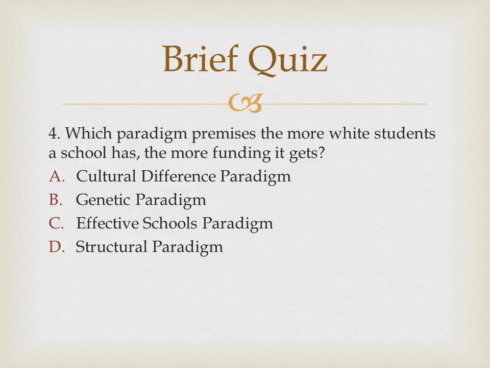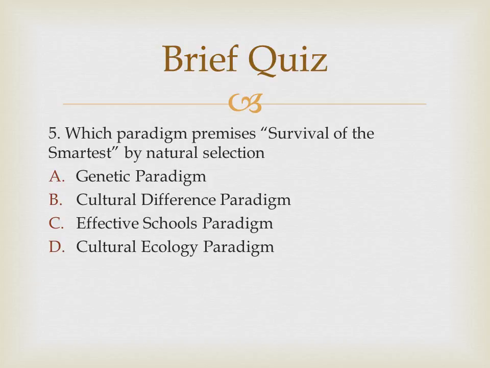Question number 4. Which paradigm premises the more white students a school has, the more funding it gets? A, cultural difference paradigm, B, the genetic paradigm, C, the effective schools paradigm, or D, the structural paradigm. And question number 5. Which paradigm premises the survival of the smartest by natural selection? A, genetic paradigm, B, the cultural difference paradigm, C, the effective schools paradigm, or D, the cultural ecology paradigm.